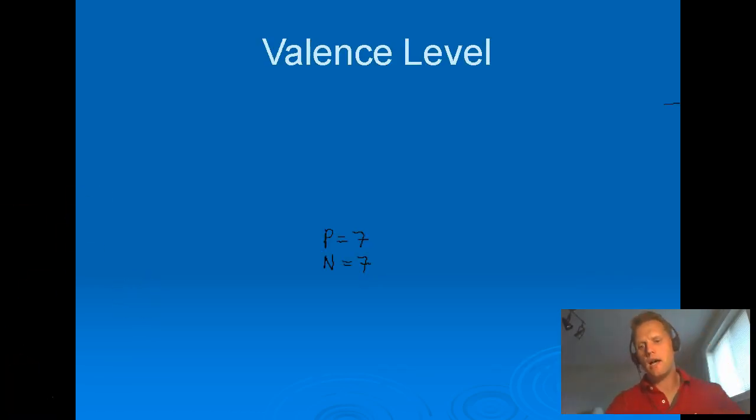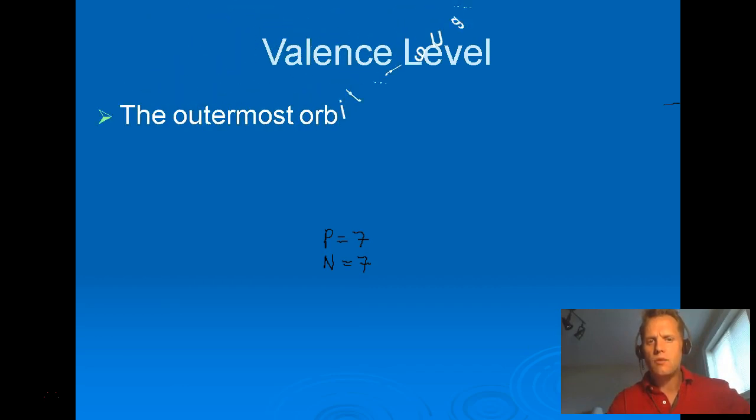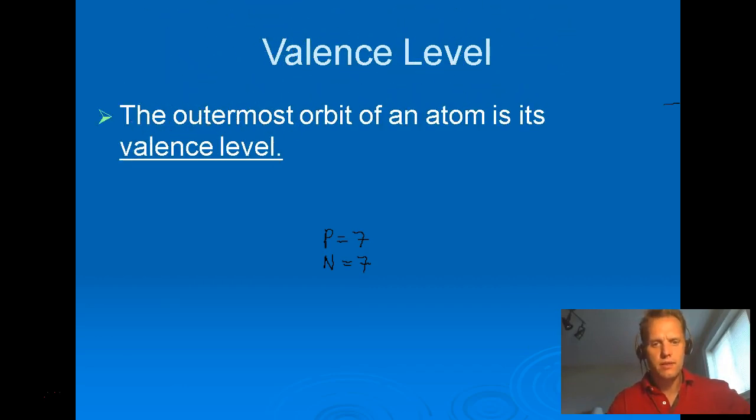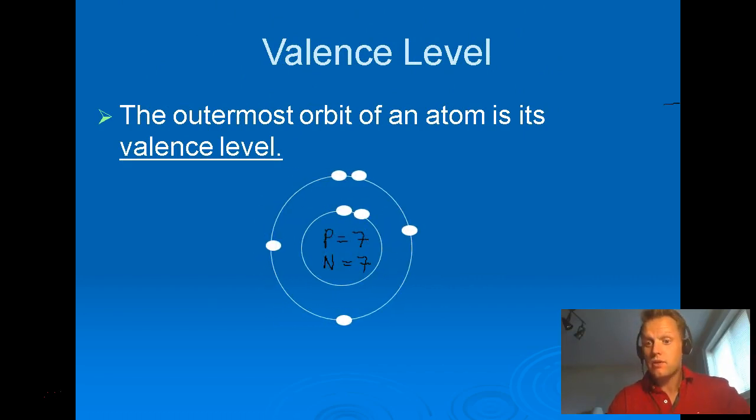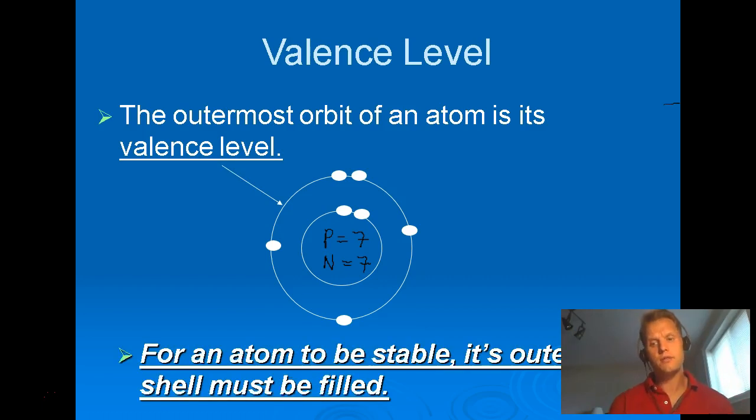Okay, let's look at the valence level, or valence shell, for nitrogen. We know it has 7 protons and 7 neutrons, and the outermost shell or orbit is known as the valence level. How many valence electrons does it have? It has 5. Right now it's neutral: 7 pluses, 7 protons, and 7 electrons, 7 negatives. Neutrons don't have any charge.